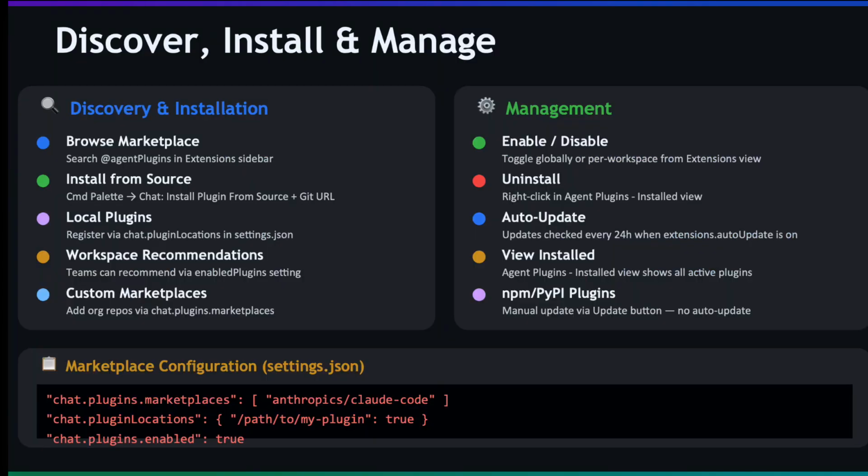Now that we understand how agent plugins are structured, let us look at how to discover, install, and manage them in your development environment. As we observed just now, you can browse through the marketplace using extensions, go for @agent plugin, or from your command palette, go for chat plugin, or if it is a local plugin, register using the plugin locations. We are coming to these plugin locations now. And you need to enable the plugins as part of your settings. So we will look at the custom marketplace and come back to this slide.